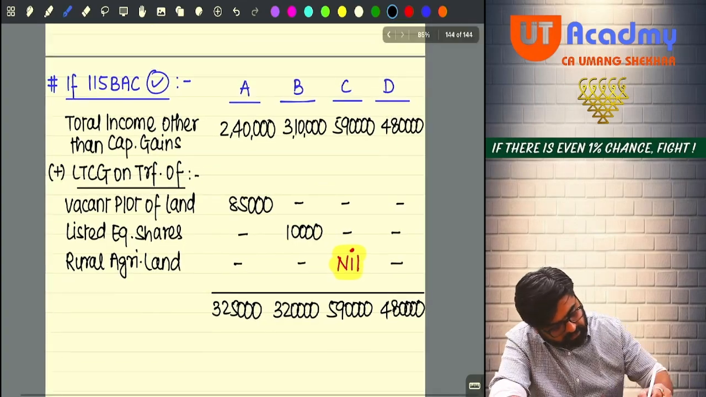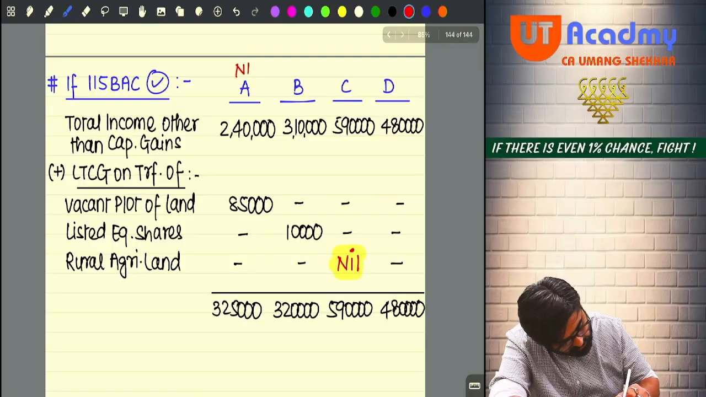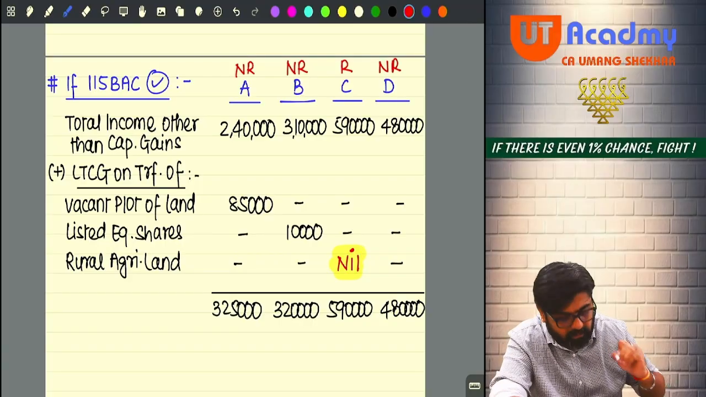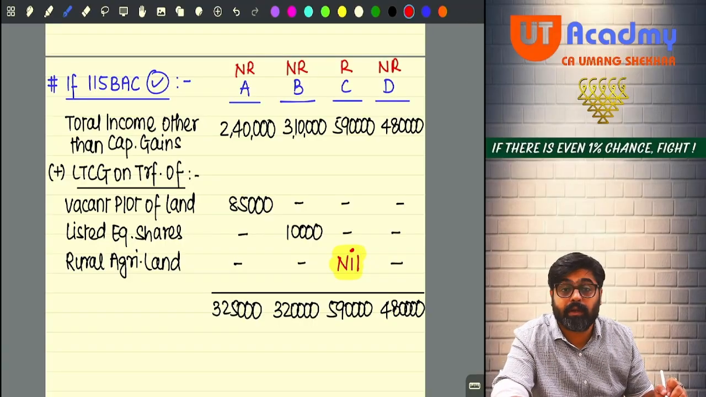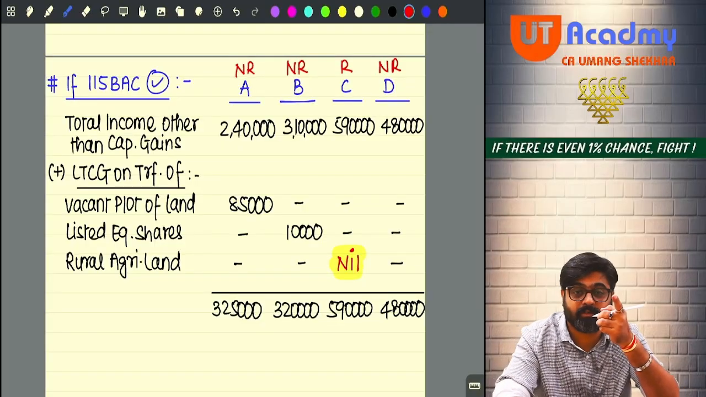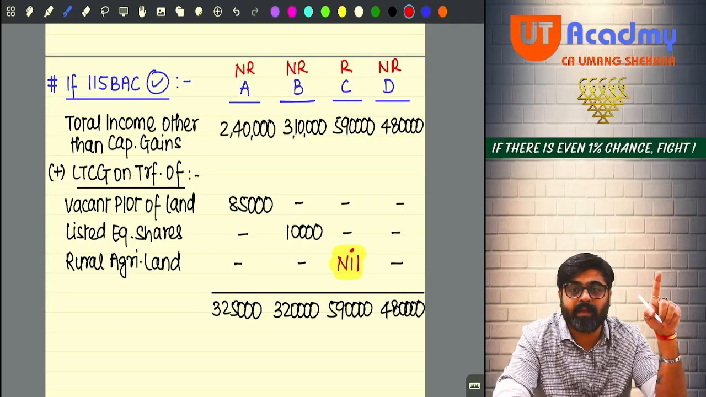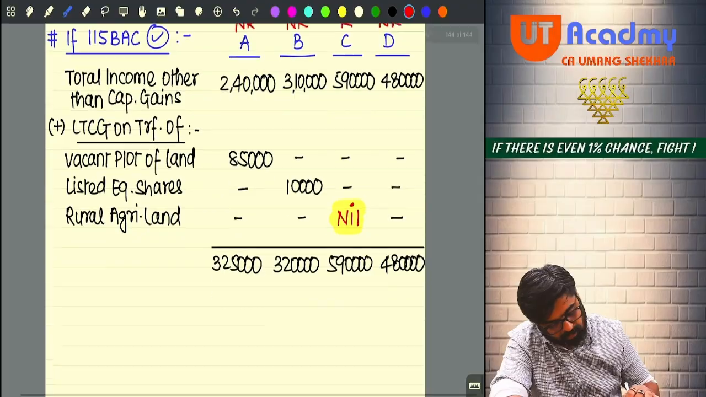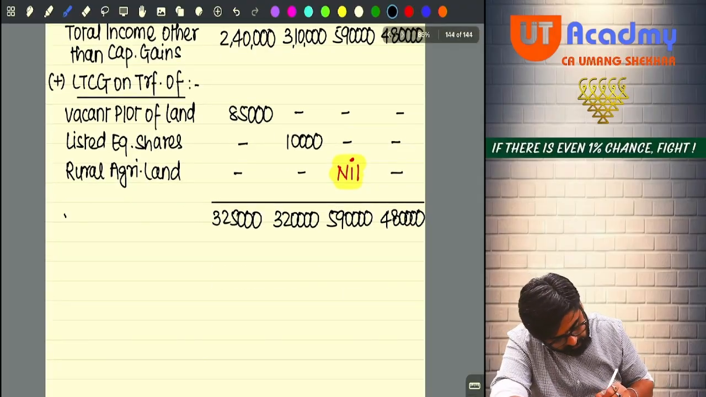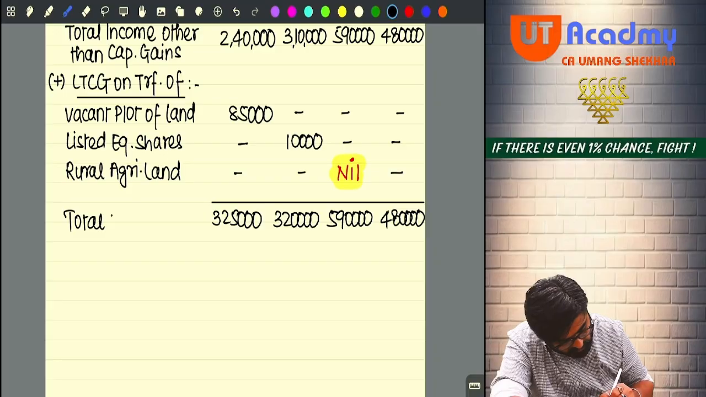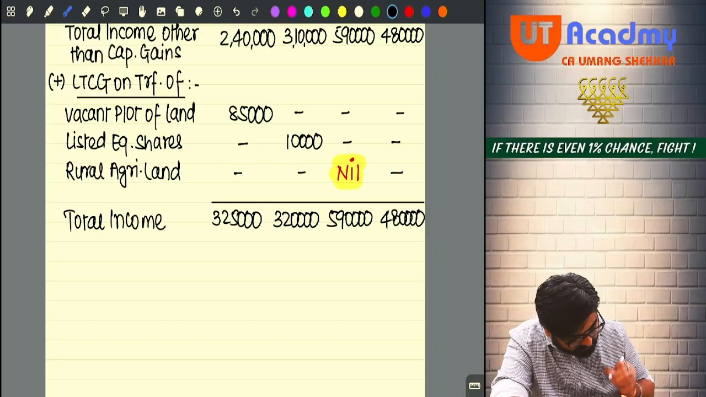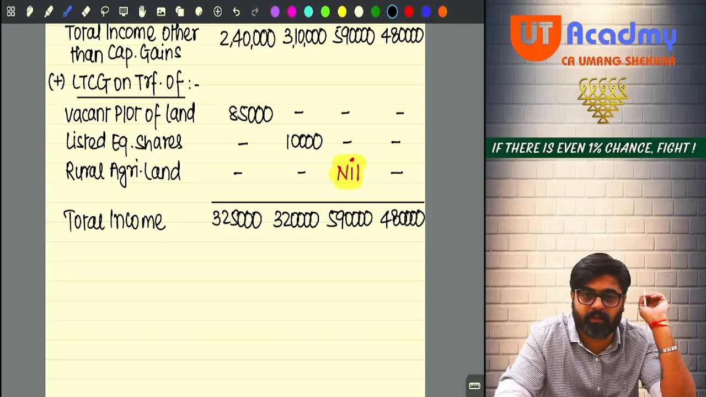Okay. Now pay attention. This is NR, NR, R, NR. This will be useful for rebate. Rebate is available only for residents. So only in the third case the rebate will come. All the other cases don't even talk about rebate. Okay, no? Now pay attention. Can I say this should be my final total income? This is my final total income and I will apply the tax rate on this only.